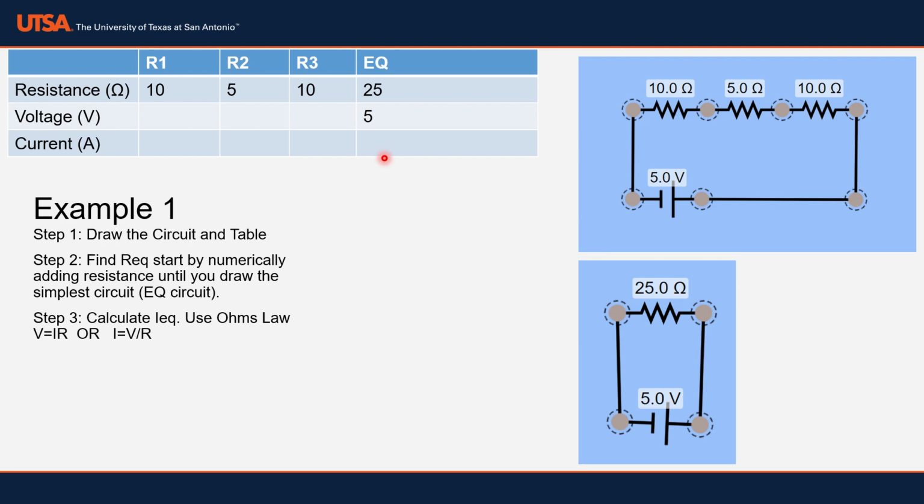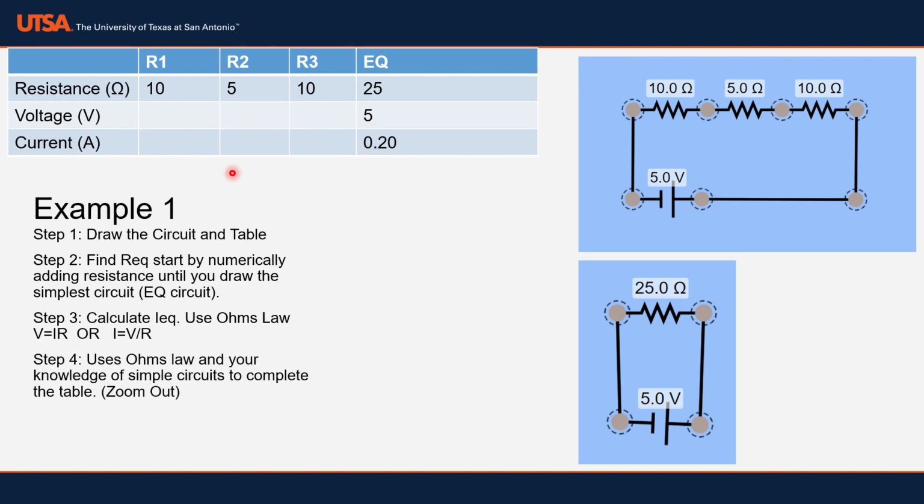So now we're going to calculate our equivalent current, and we're going to use Ohm's law to do that. Remember, we have resistance, we have voltage, and now we want to know current. So we're going to use this equation right here. We take our voltage, which is 5 volts, and divide it by our resistance, which is 25 ohms. We do that, and we get this value right here. So now we calculate that, it's going to be 0.20 amps.